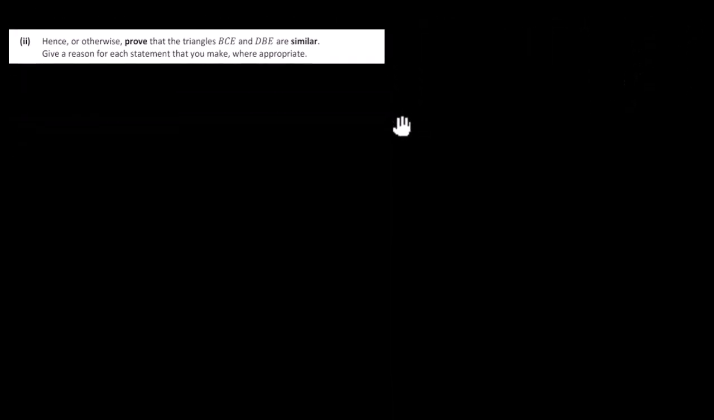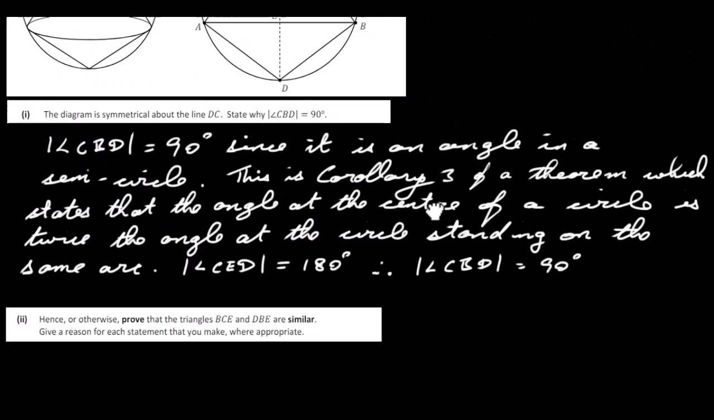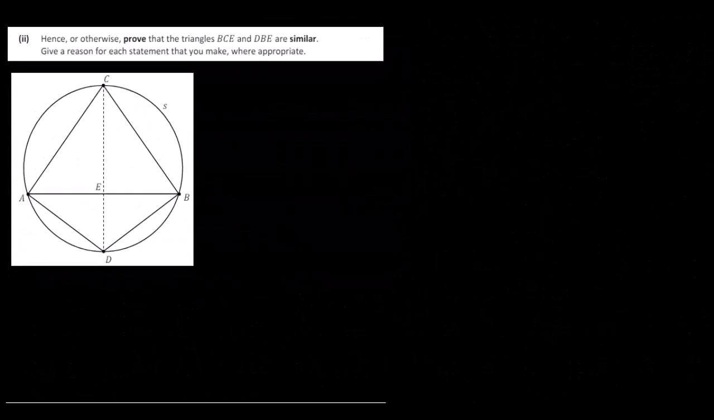Hence or otherwise prove that the triangles VCE and DBE are similar. Give a reason for each statement that you make where appropriate. Okay, so let me just copy that diagram down and run through the proof here. So it says give a reason for each statement that you make where appropriate. So you have to make a statement and give a reason for the statement that you're making.